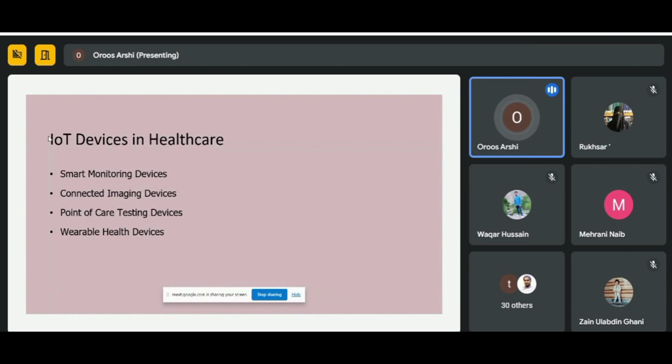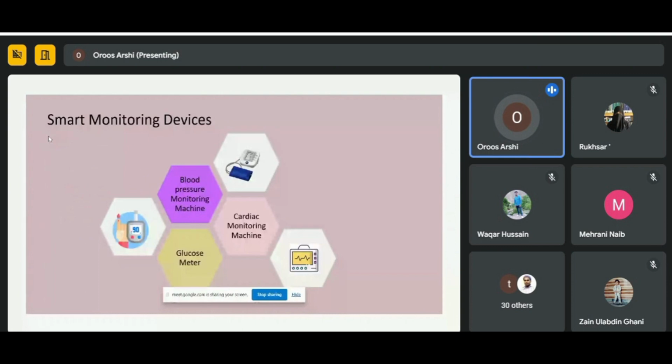Basically, IoT devices include smart monitoring devices, connected imaging devices, point of care testing devices, and wearable health devices. I'm going to talk about each one by one. First, smart monitoring devices, which include blood pressure monitoring machines, cardiac monitoring machines, and glucose meters. IoT-capable connected medical devices are made to monitor a patient's health in real time across a variety of domains, which include blood pressure monitoring devices.